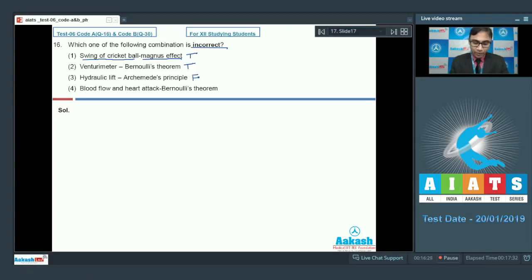And the fourth option says blood flow and heart attack, Bernoulli's theorem. Yes, we know that the blood flows due to Bernoulli's theorem. So this is also true. So according to this, we can say that our option 3 will be the correct choice because we need to find the incorrect option. So our third is the correct option. Let's move to question number 17.